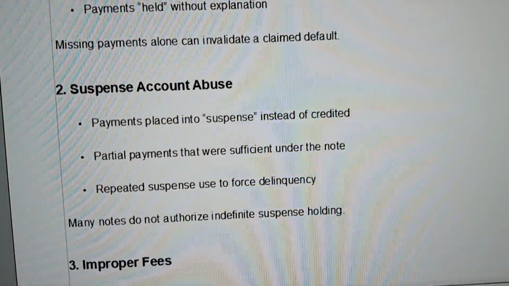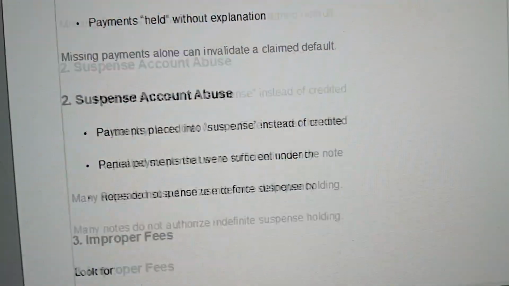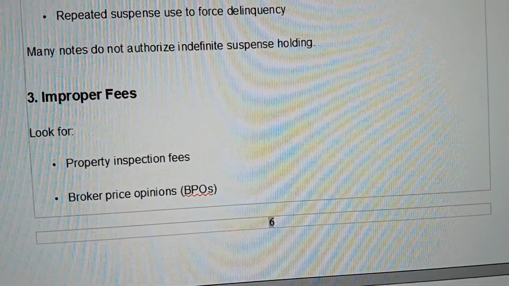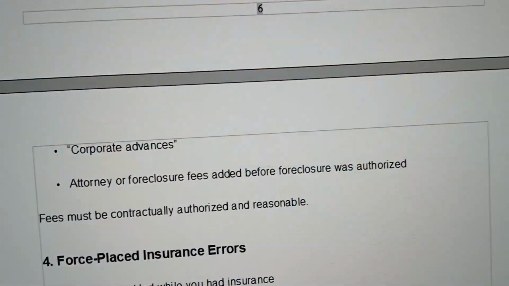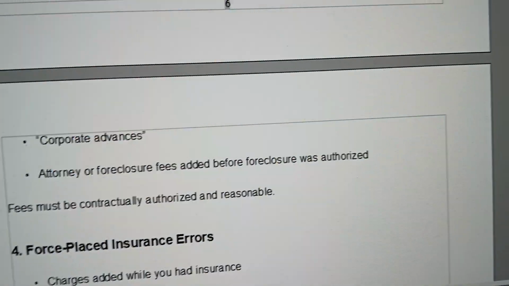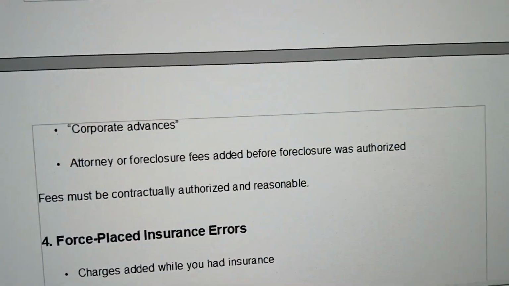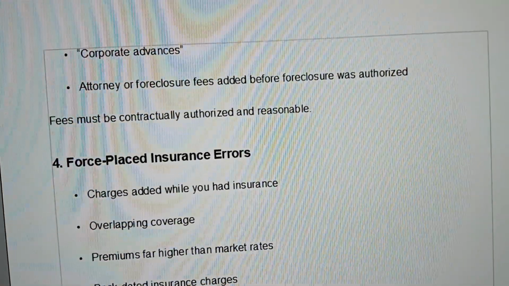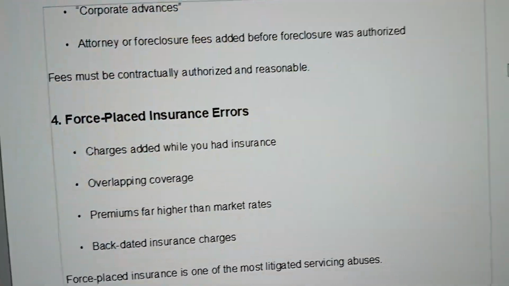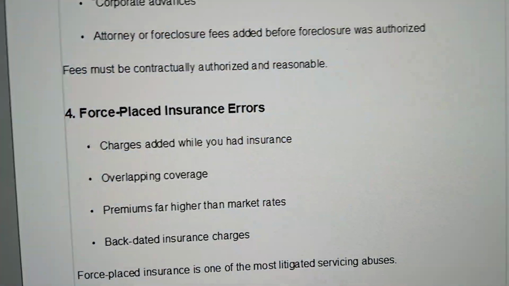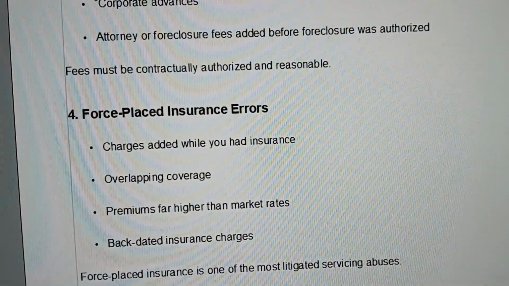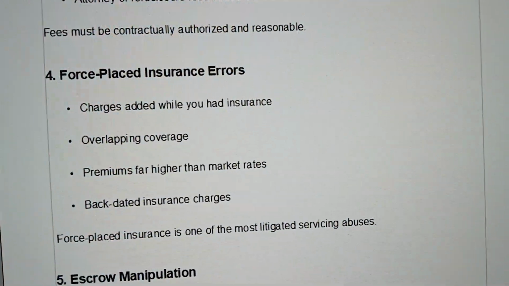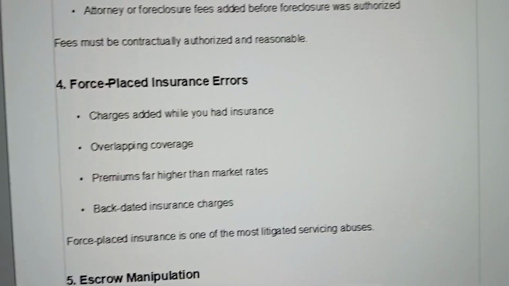Many notes do not authorize indefinite suspense holding. Improper fees: look for property inspection fees, broker price opinions or BPOs, corporate advances, and attorney or foreclosure fees added before foreclosure was even authorized. Fees must be contractually authorized and reasonable. Then you have force-placed insurance errors: charges added while you had insurance, overlapping coverage, premiums far higher than market rates, and backdated insurance charges. Force-placed insurance is one of the most litigated servicing abuses out there, guys, and it causes people to go into default faster.